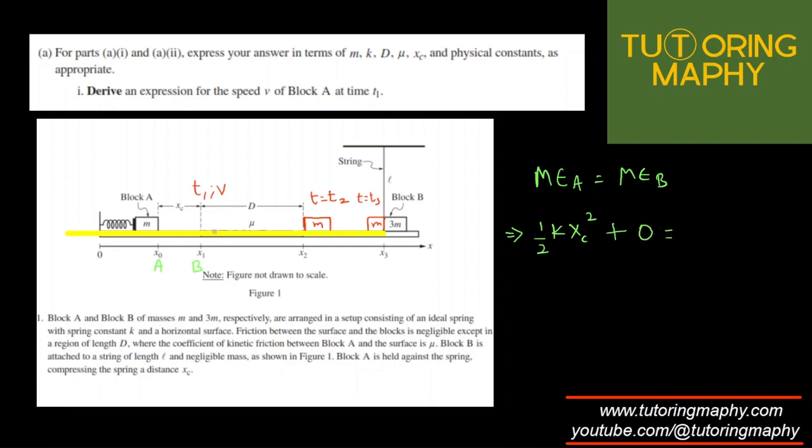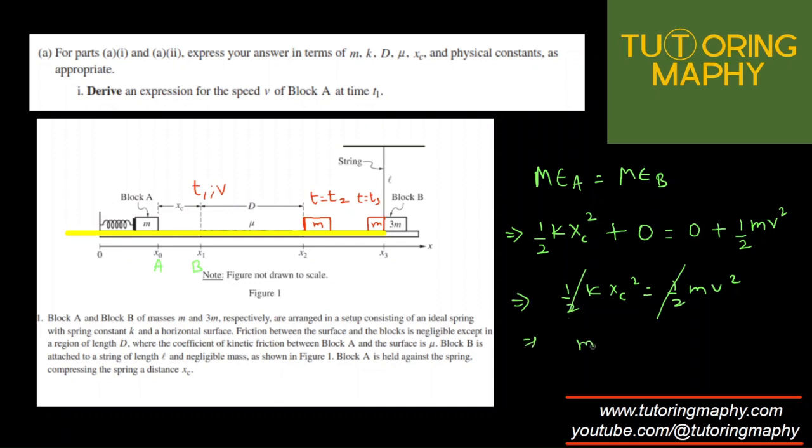At B, they clearly state that the spring is at the equilibrium position, so there is no spring energy. Gravitational has already been ruled out, so I won't write that. But there's a kinetic energy of half m v squared. So all we need to do is solve for v, because that's what they want. So half k xc squared is half m v squared. Half and half is gone.